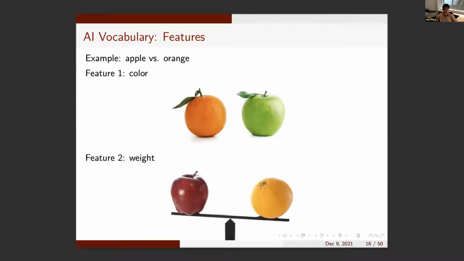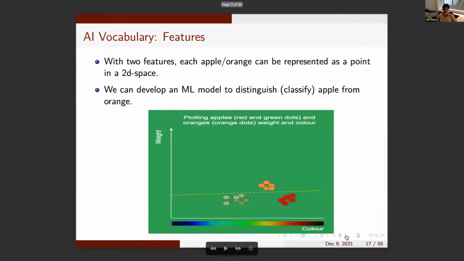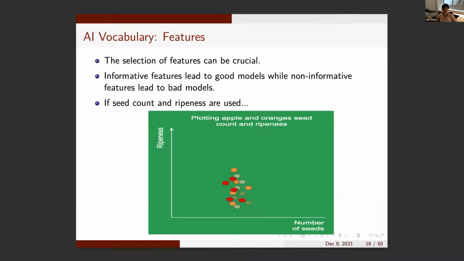Here is an example. Suppose we want to distinguish between the apple and orange. We can consider two features: one is color, the other is weight. Using these two features, we can separate the apple from the orange by, say, a single line. But if we choose two other features, number of seeds and ripeness, then we cannot distinguish apple from the orange. That means we really need to pay attention to which features we are going to use. We should use the most informative features for our task.